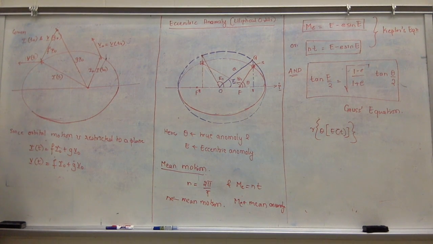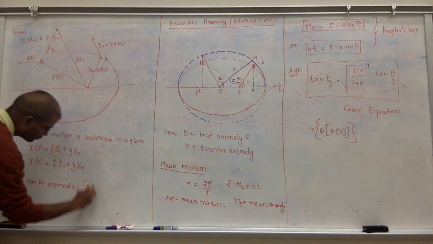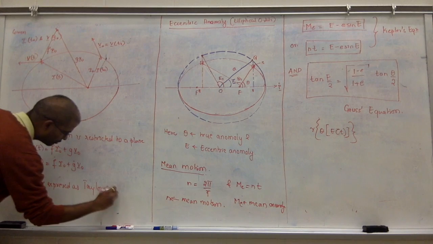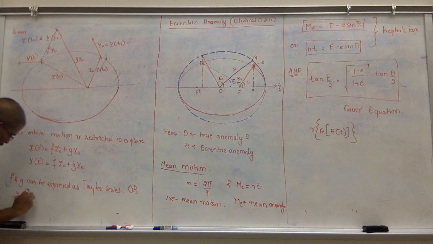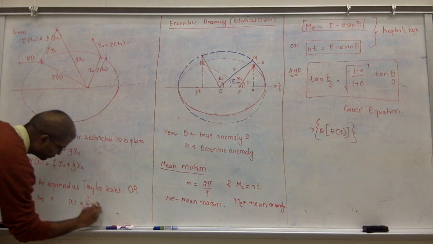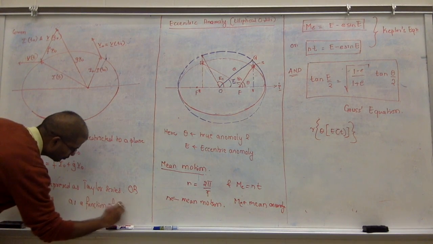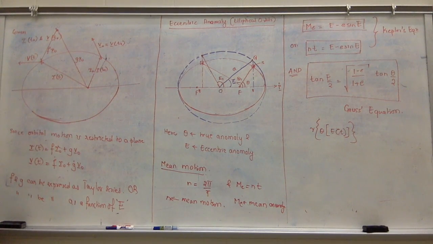Okay? So we'll work this f and g. Here f and g can be expressed as a Taylor series, or can be expressed as a function of E, which is the eccentric anomaly. Okay. So this is important for problem number 4.2.